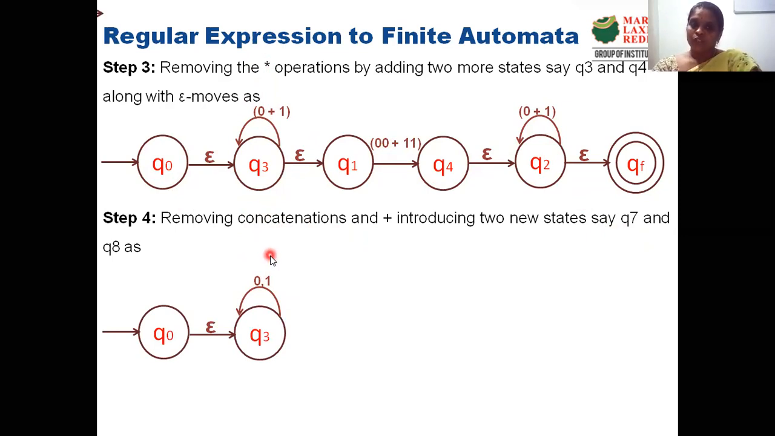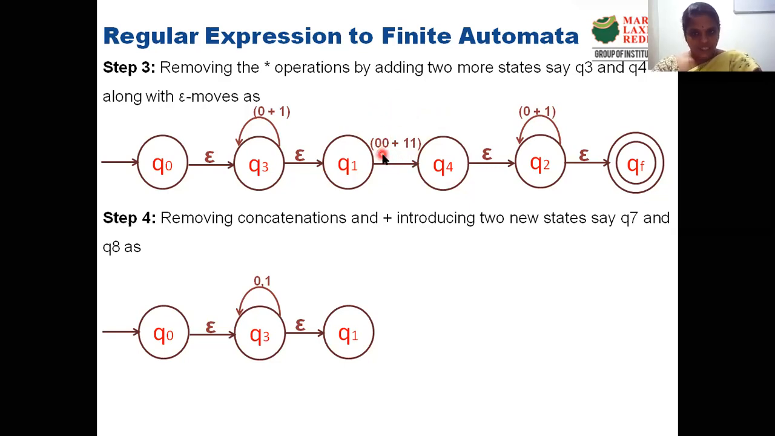Again from q3 on epsilon we will be moving to q1, where now you have to break this union, that is (00+11). This indicates that from q1 to q4 either we can move on the path 00 or we can move on the path 11, where 00 and 11 are nothing but two concatenated zeros, and here 1 and 1, that is two ones, are concatenated.